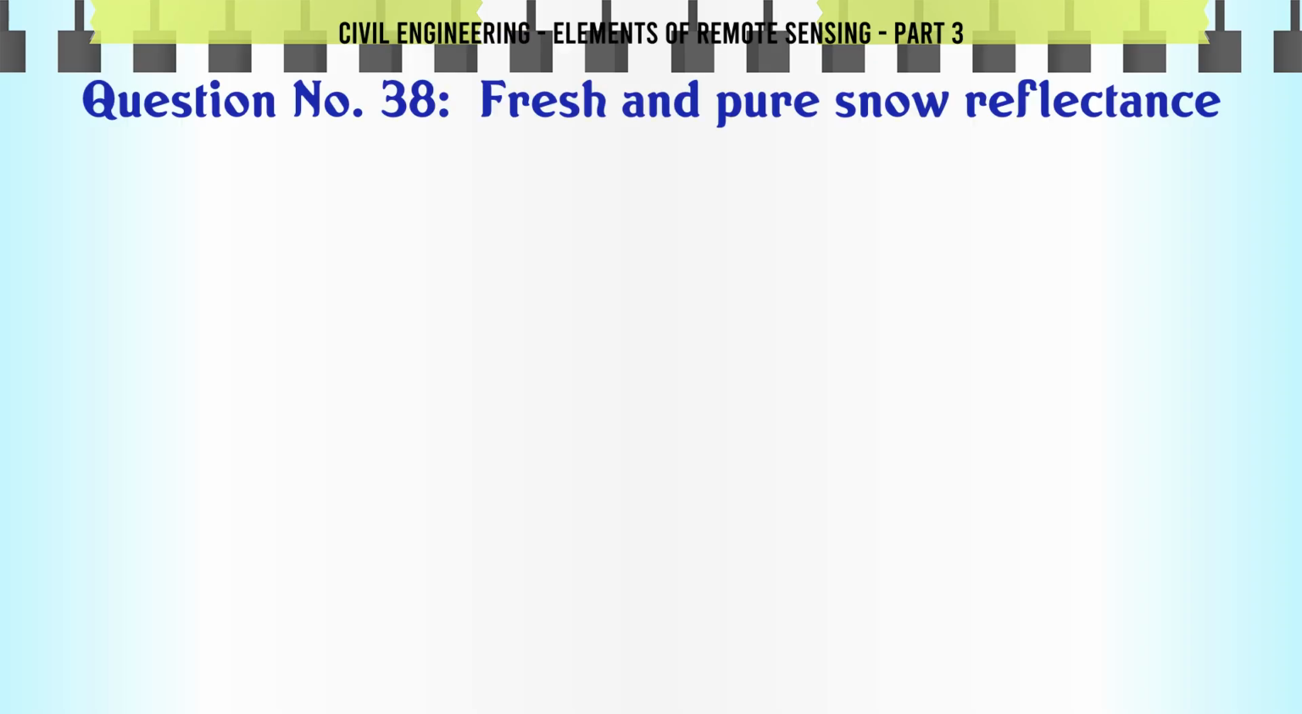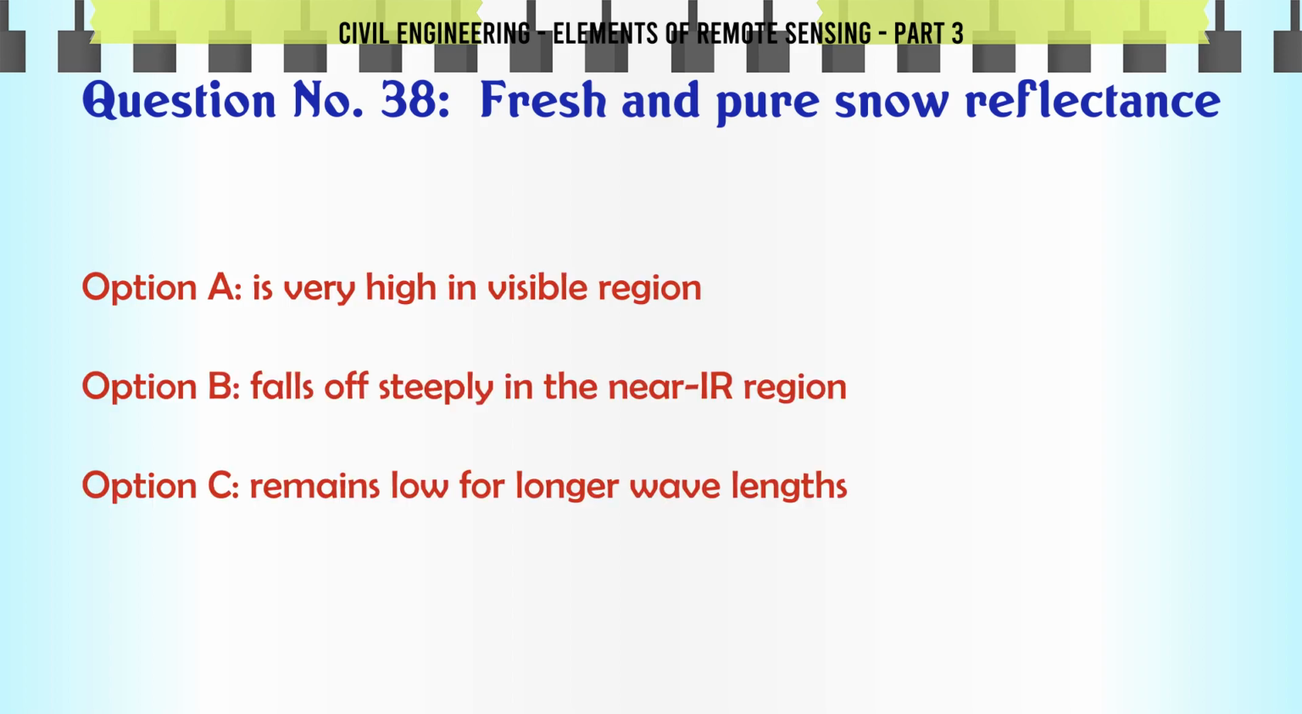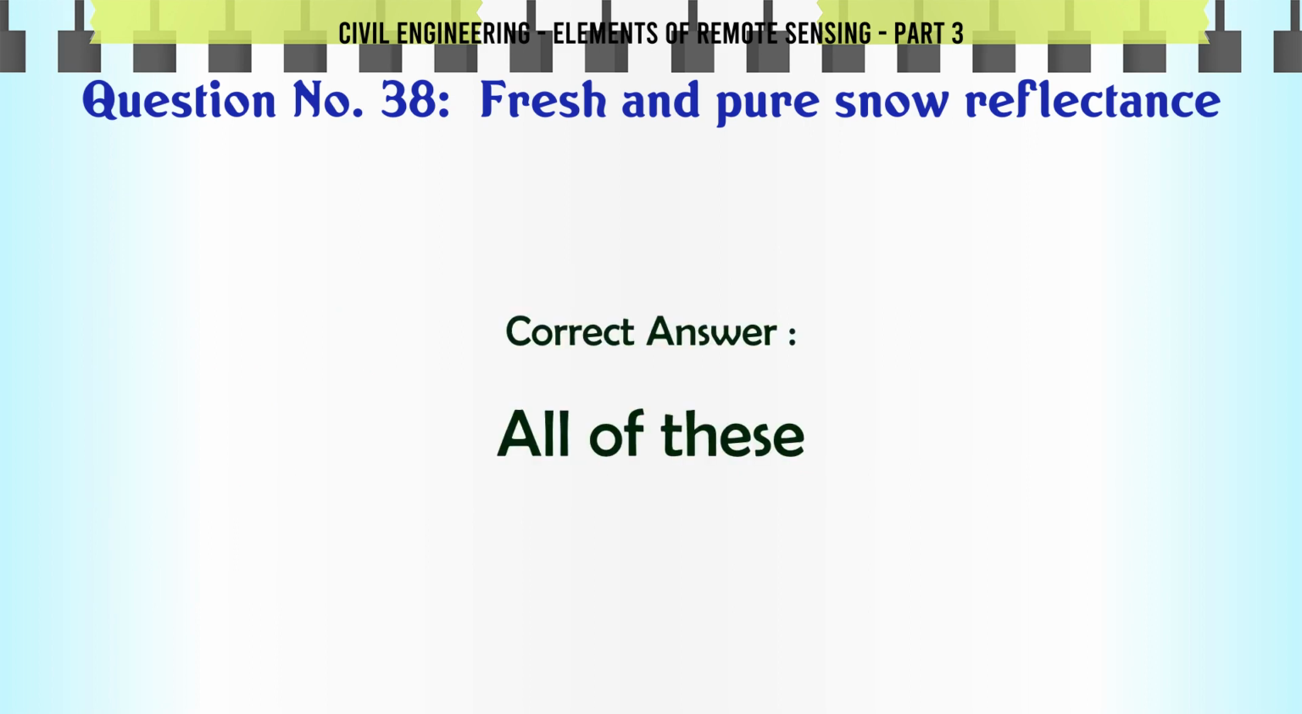Fresh and pure snow reflectance. A. Is very high in visible region. B. Falls off steeply in the near IR region. C. Remains low for longer wavelengths. D. All of these. The correct answer is all of these.